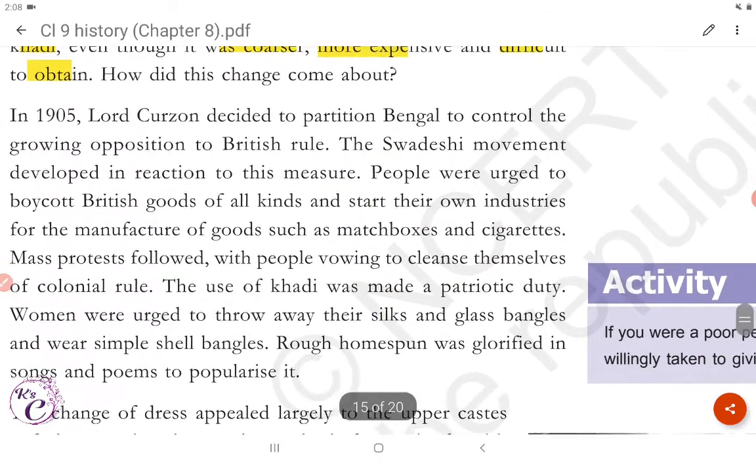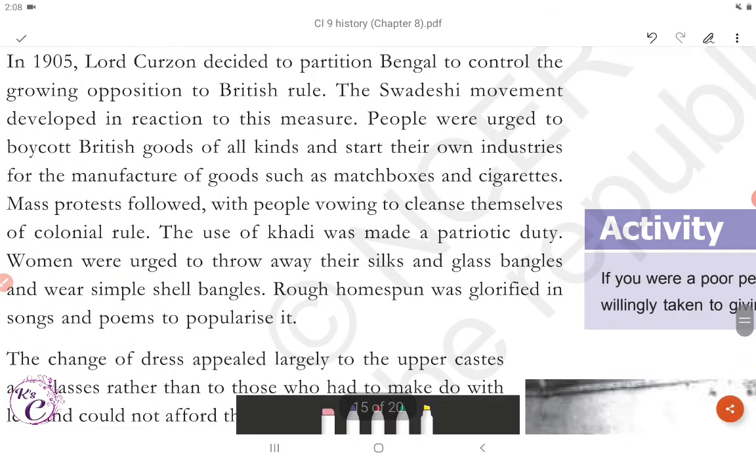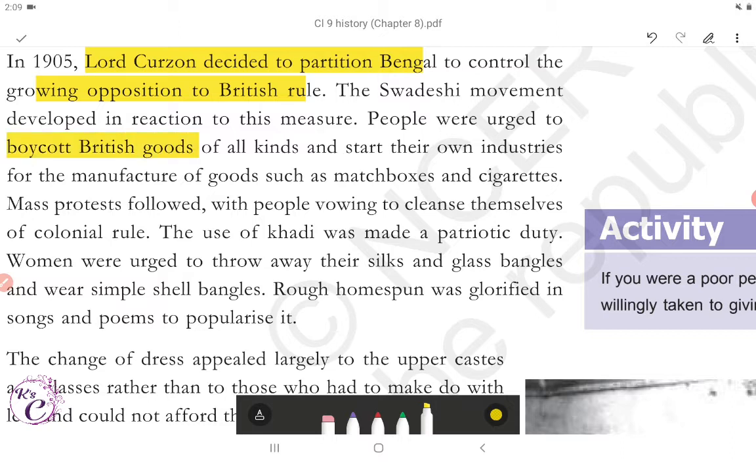In 1905, Lord Curzon decided to partition Bengal to control the growing opposition to British rule. The Swadeshi movement developed in reaction to this measure. People were urged to boycott British goods of all kinds and start their own industries for the manufacture of goods such as matchboxes and cigarettes.